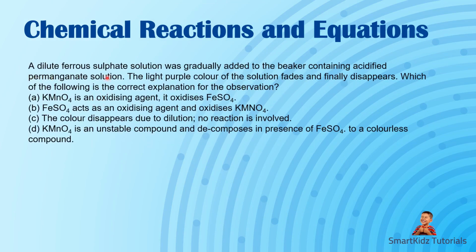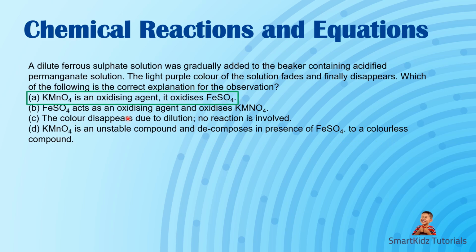Next question: a dilute ferrous sulfate solution was gradually added to the beaker containing acidified permanganate solution. The light purple color of the solution fades and finally disappears. Which of the following is the correct explanation for the observation? The choices given: KMnO4 is an oxidizing agent, it oxidizes FeSO4. FeSO4 acts as an oxidizing agent and oxidizes KMnO4. The color disappears due to dilution. No reaction is involved. And the last one, KMnO4 is an unstable compound and decomposes in the presence of FeSO4 to a colorless compound. Let's look at what the answer is.